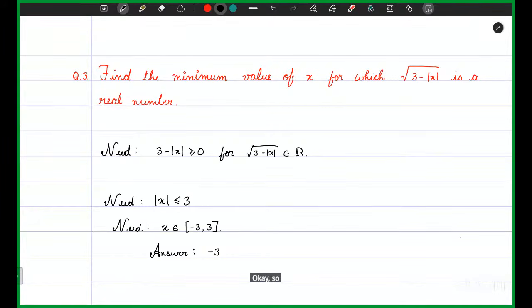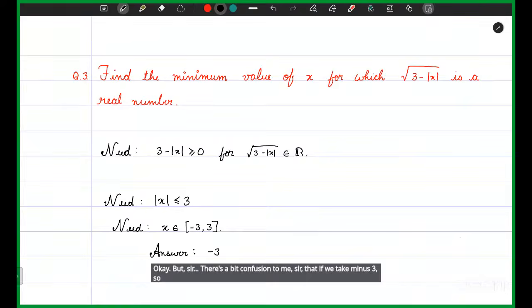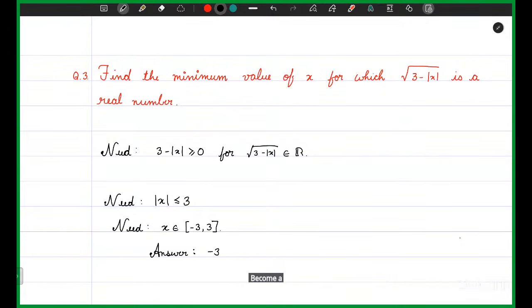But sir, that is going to be minus 3. There's a bit of confusion for me, sir. If we take x as minus 3, then putting it under the root, the mod will open with an extra minus sign, which will become a positive. Then 3 plus 3 root 6. It's a bit confusing to me.